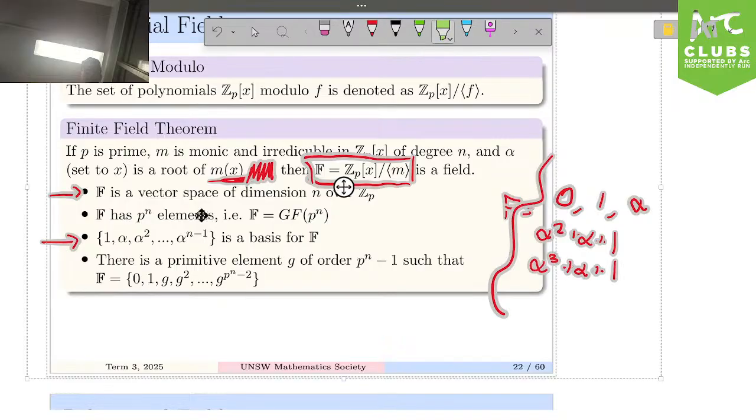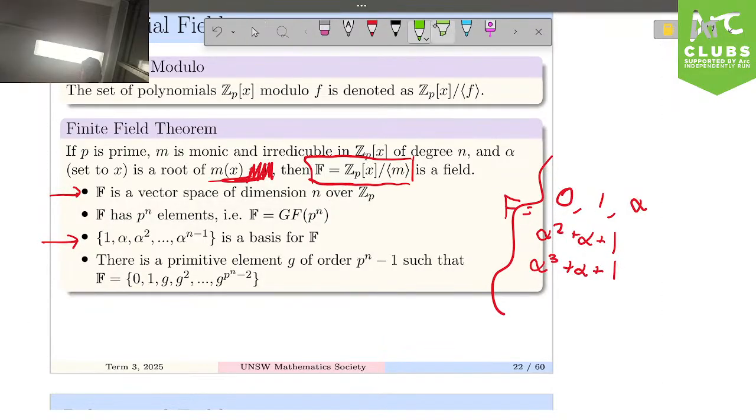There are p to the n many elements in this finite field, which just means that we have GF of p to the n. And there also exists a primitive element. So there exists a primitive element of order p to the n minus 1. Why is it p to the n minus 1? The reason is that when you're multiplying alpha by itself many times, you're never going to get 0. So if there's p to the n many elements in our field, then there's going to be p to the n minus 1 elements that we can hit with a primitive element by multiplying the primitive element onto itself, right?